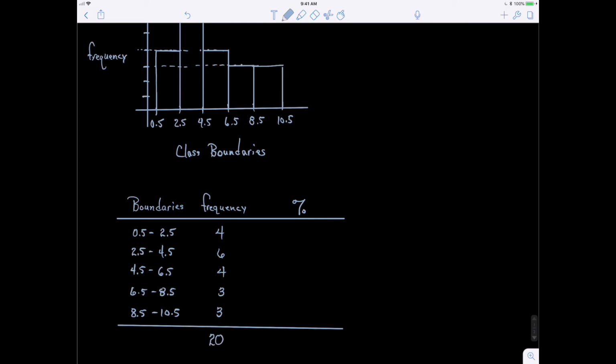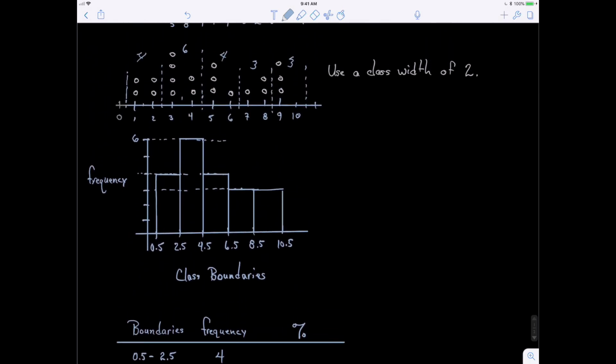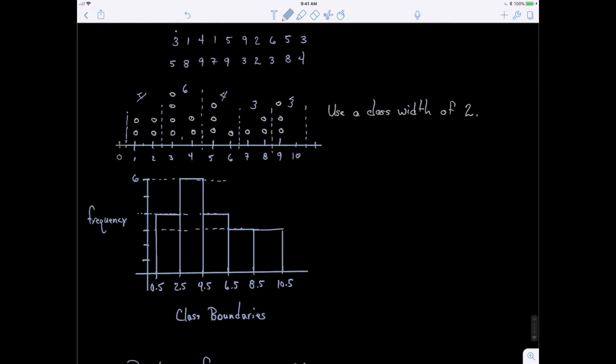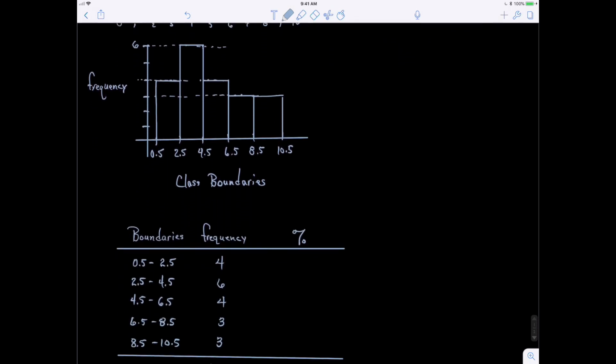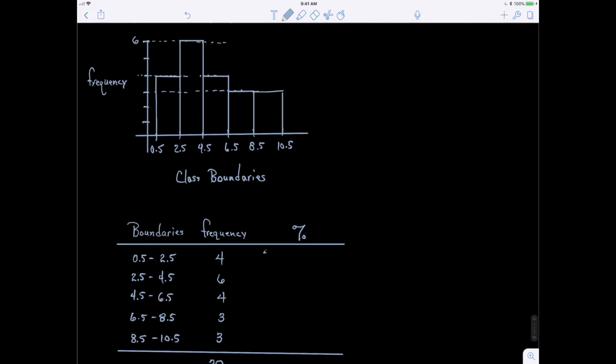Now, what I want is, let's go back up. When I talk about the percentage, for example, in this first group, my 4 dots, these are 4 dots out of 20 dots total. So what percentage of the total dots do these 4 make up? It's found by taking 4 divided by 20, and multiplying by 100%. And 4 divided by 20 is going to be 20% of the data.